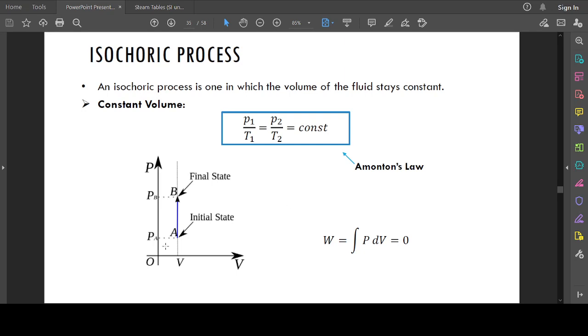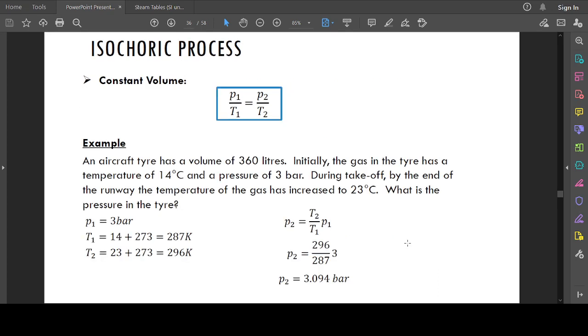Now, for us to increase the pressure of a particular fluid from point A to point B while the volume remains constant, we need to perform a certain amount of work, and that work is given as what? The integral of the pressure times the infinitesimal change in volume. Because the volume is constant, even though the pressure varies, the whole expression should be equal to 0.